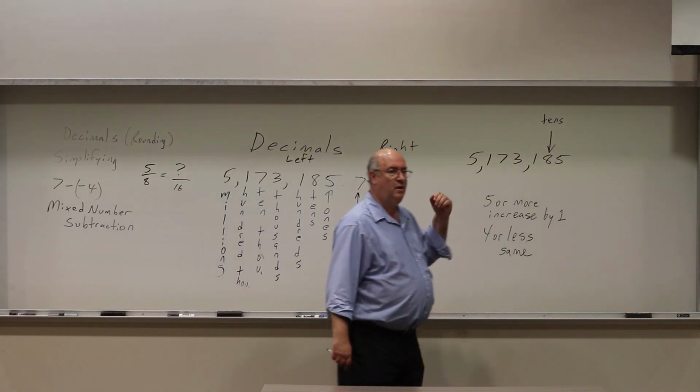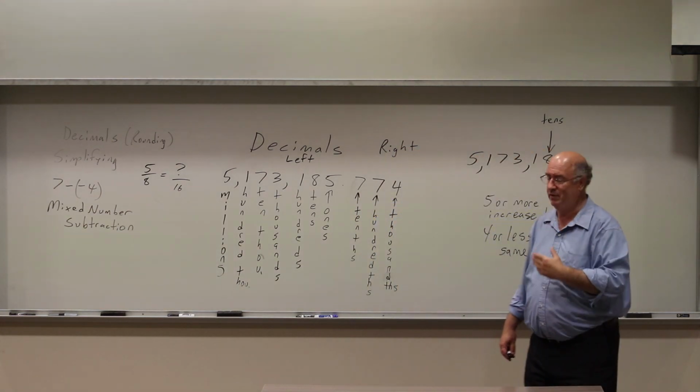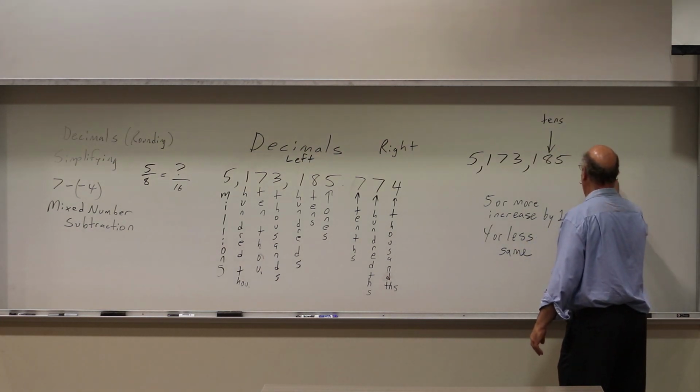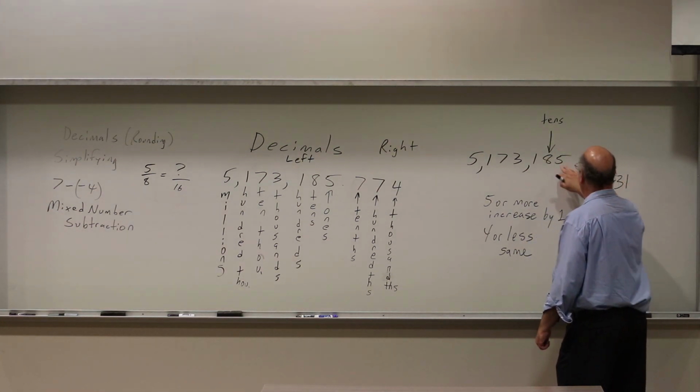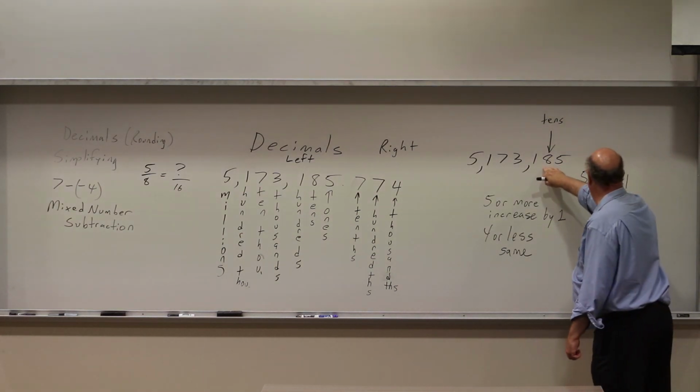And whatever they're asking for, anything to the right of that, we put a 0 when we're done rounding. So this number rounded is now going to be 5,173,1. The number to the right is 5, it's 5 or more, so it increases this by 1.